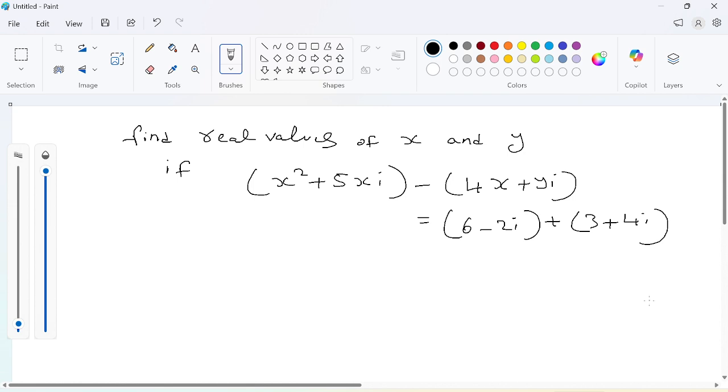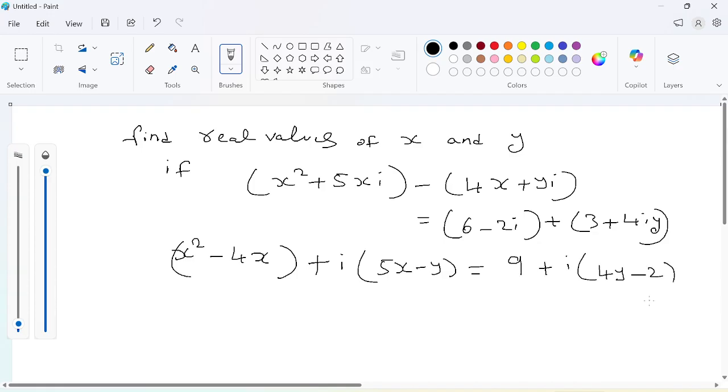Okay, so now how will we do this? See the left side. X square minus 4x plus i into 5x minus y. On the right side, 6 plus 3, I'm making a mistake again, it is 6 minus 2yi plus 3 plus 4yi. Now 6 plus 3 is 9 plus i into 4y minus 2.